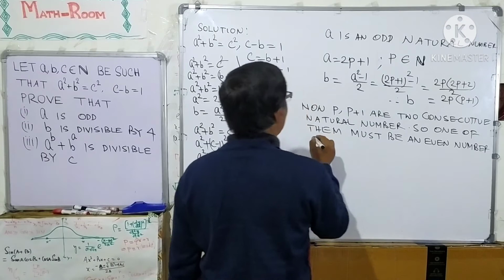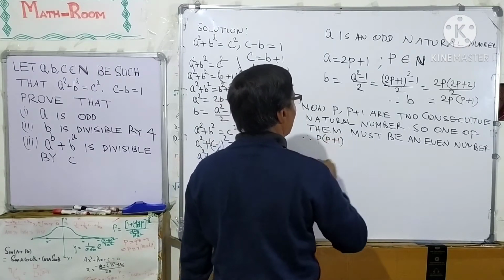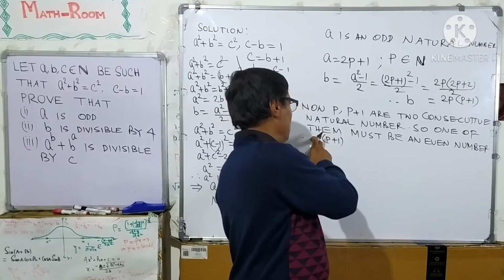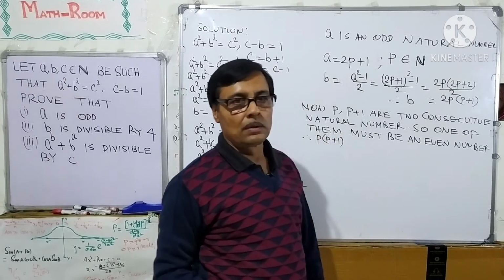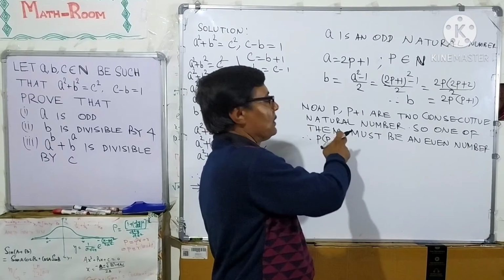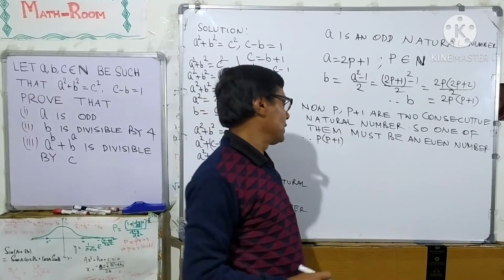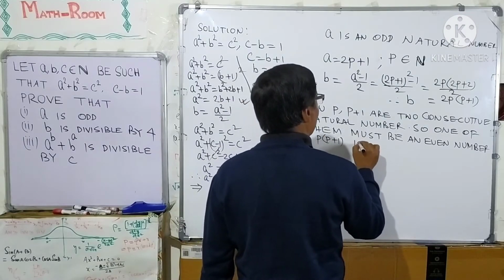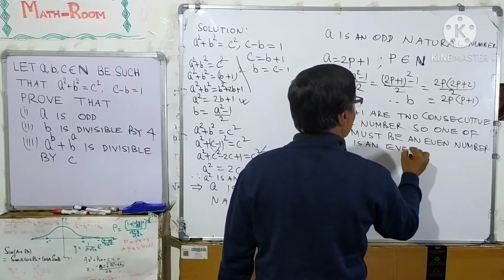So p into p plus 1 must be an even number. As one of p and p plus 1 is an even number, their product must be an even number, that is p into p plus 1 is an even natural number.